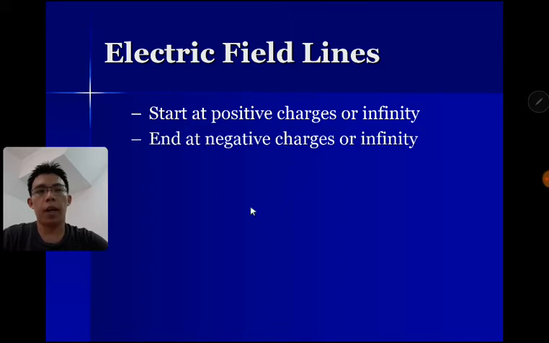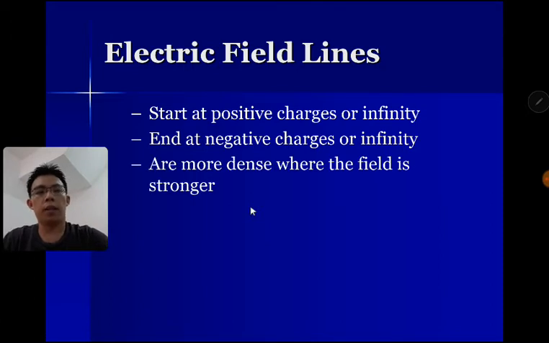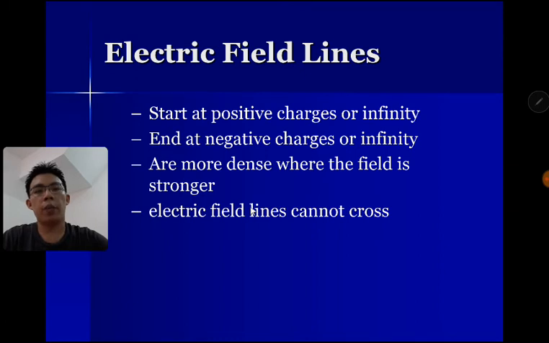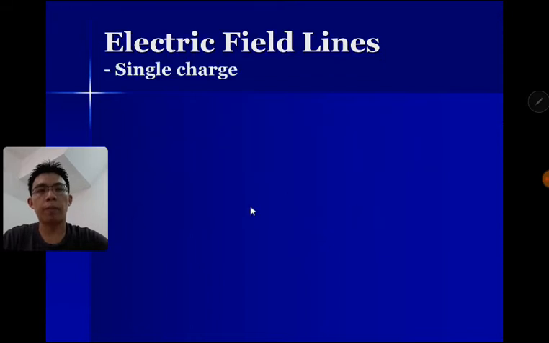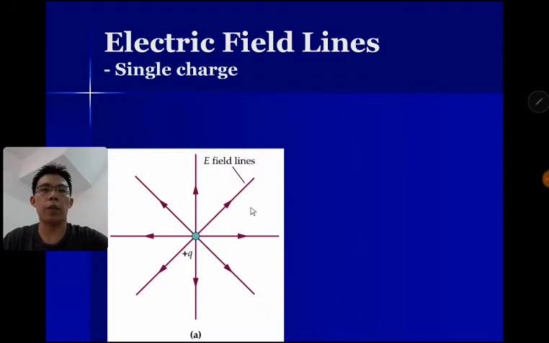Second, they end at a negative charge or infinity. The third point is the density of the lines, as in how close together or far apart they are. It tells you how strong the field is. If you have more lines in a certain region, the field strength there is stronger. And these electric field lines never cross. When we draw them, or simulate them using a computer, they never cross.